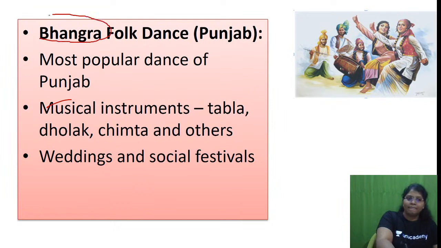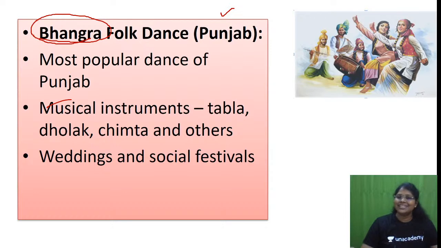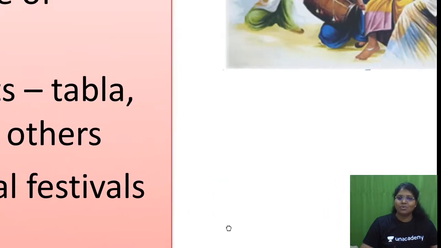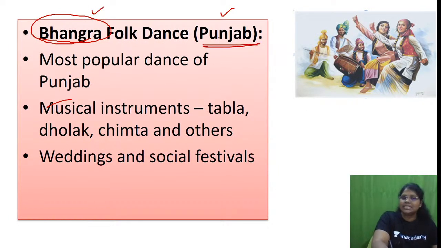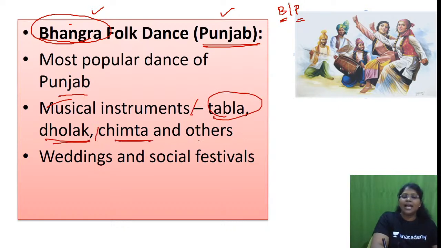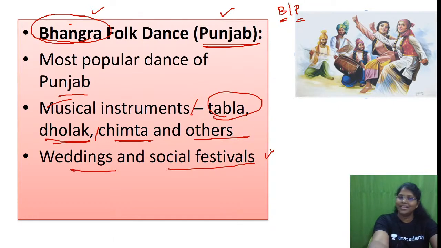Bhangra, Punjab. See, can you see this Bhangra dance? Okay, let me zoom it. See, this is Bhangra dance, happily. So you should remember the name of the folk dance and the place. Bhangra, Punjab. BP. Bhangra, Punjab. Most popular dance of Punjab. Musical instruments like tabla, dholak, chimta and others. Wedding and social festivals. Is this fine?